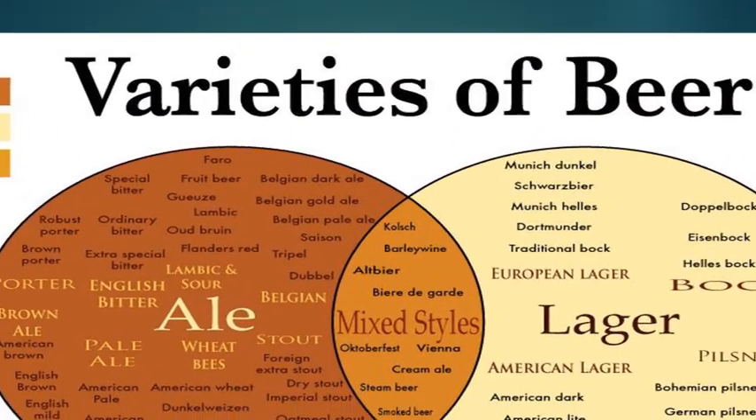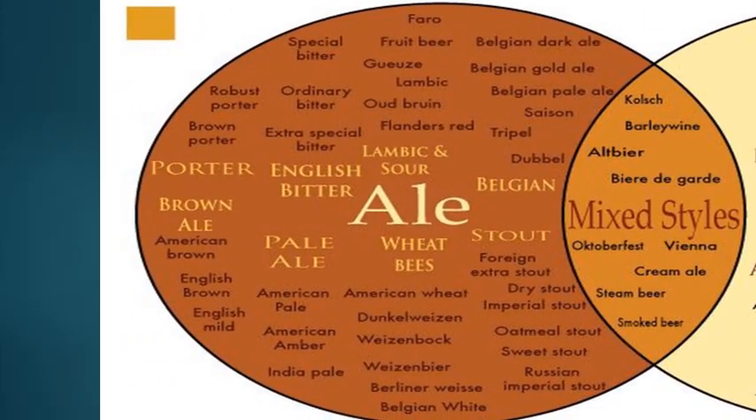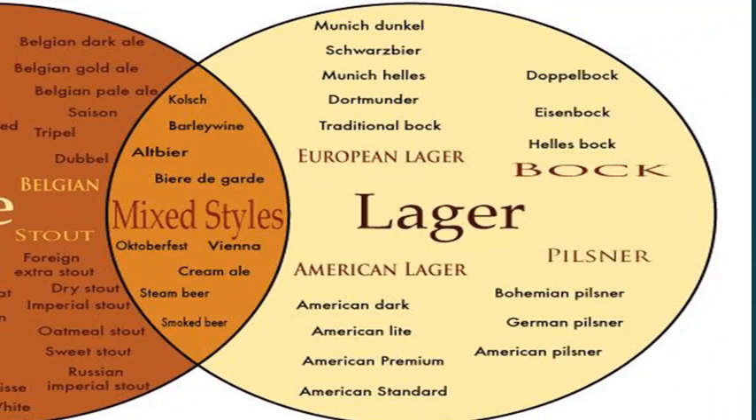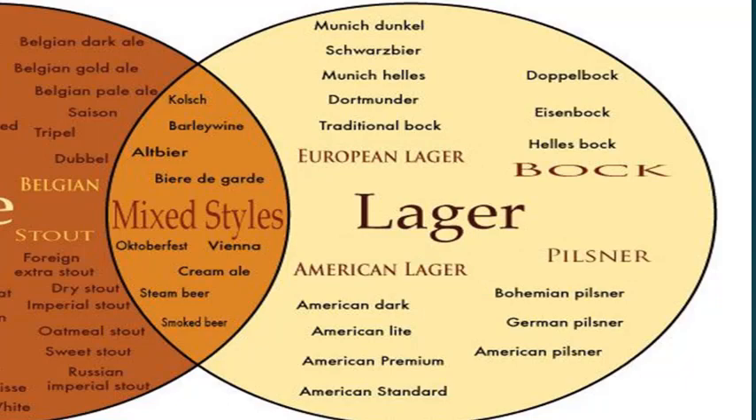Here are some of the varieties of beer. Beer is classified into two major categories. The first one is ale. We already said it is the top fermented beer. It is further classified into many categories like porter, stout, etc. The second one is lager beer. It is the bottom fermented beer. It is further classified into pilsner, American lager, European lager, etc. Here are the major classifications of beer.